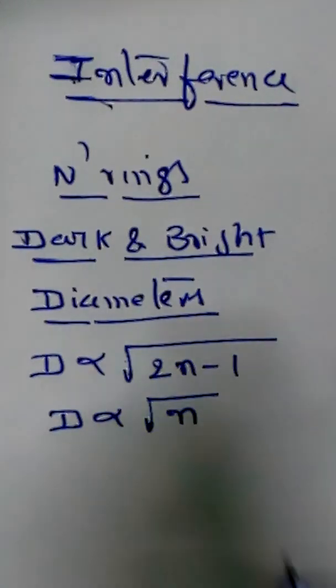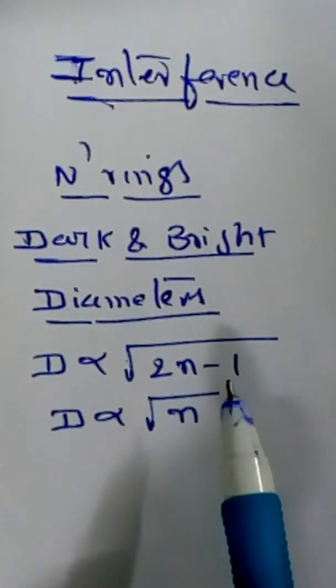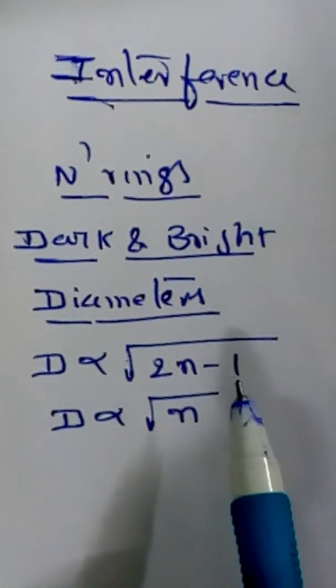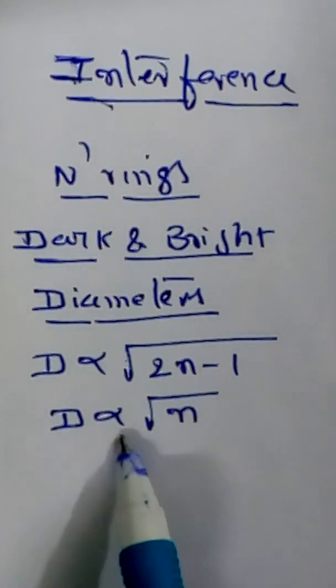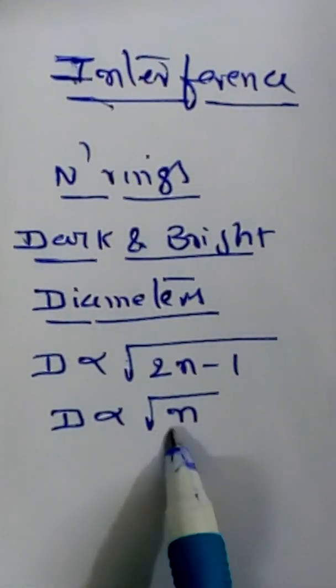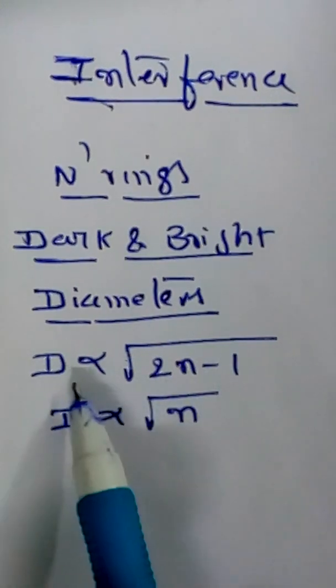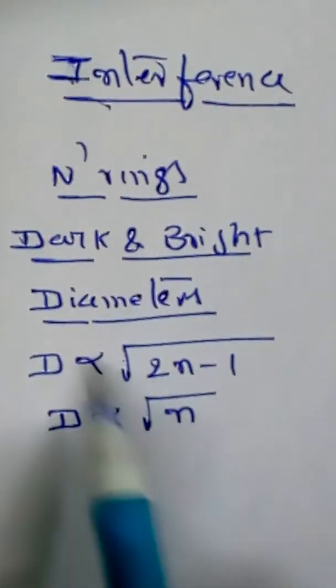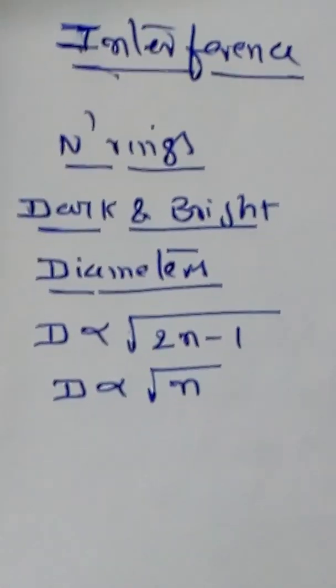and the other is that the diameter is proportional to square root of natural numbers. So this is the dark condition, square root of natural numbers. This is the bright condition. Now where do we use this? That is the next question.